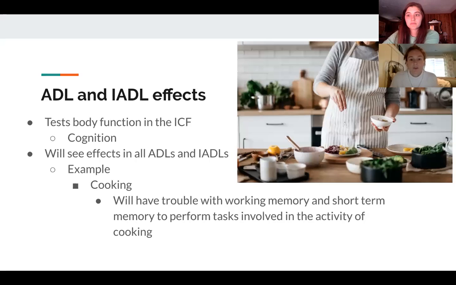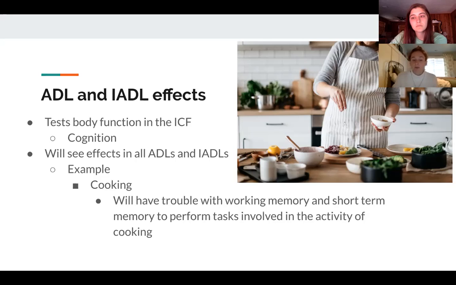Awesome. So if you were to look back at our ICF and look at the domains listed there, you would see under body function, that's the specific domain this test is going to assess, and specifically cognition within that domain. Like I was talking about earlier, attention, immediate recall, things like that are all going to be affected in these executive functions. One example of a deficit you might see if you were to give this exam would be in memory.